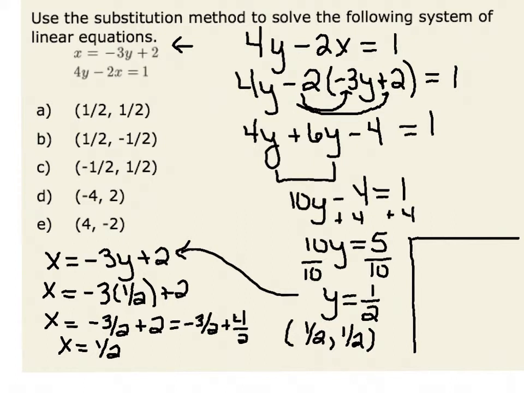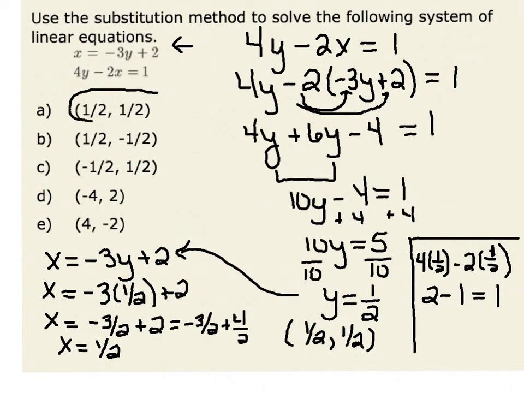So when I substitute in x and y both being 1/2, I should get a true statement. So I have 4 times y, or 4 times 1/2, minus 2 times x, or 2 times 1/2. I want to verify that this is equal to 1. 4 times 1/2 is 2, and 2 times 1/2 is 1. Therefore, I get 2 minus 1, which is indeed 1. Verifying that (1/2, 1/2) is the solution to our system of linear equations.